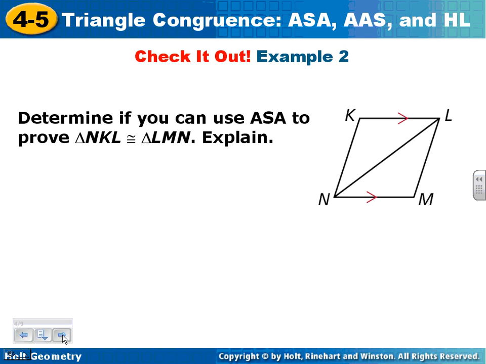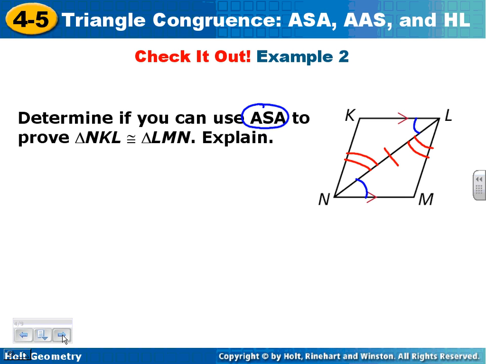Determine if you can use angle, side, angle to prove those two triangles are congruent. Well, notice your diagram, you have parallel lines. So I can mark this angle and that angle are congruent because it's two parallel lines cut by a transversal. And then I can also mark this angle is congruent to that angle. And also I can mark the side in between. I'll mark that with a tick mark because that's a shared side.